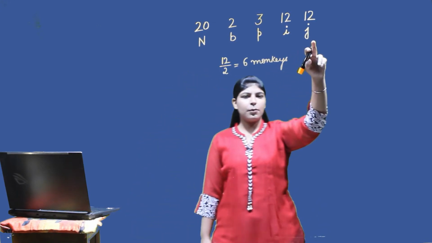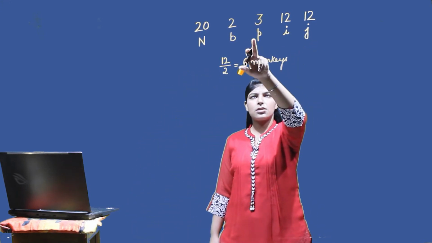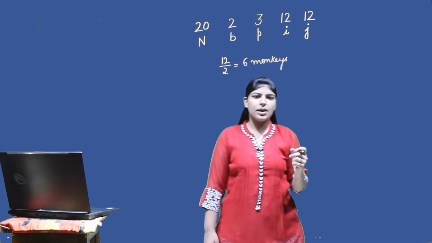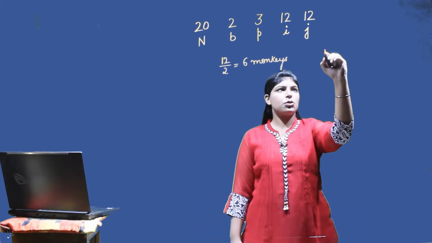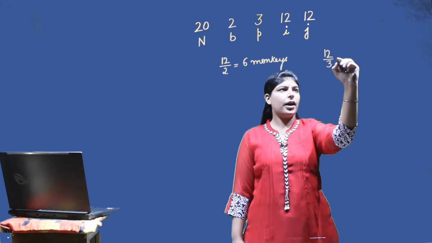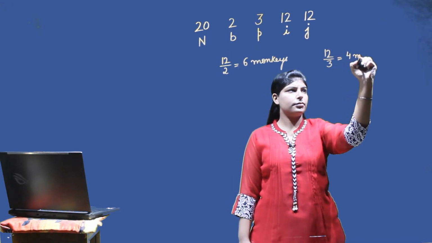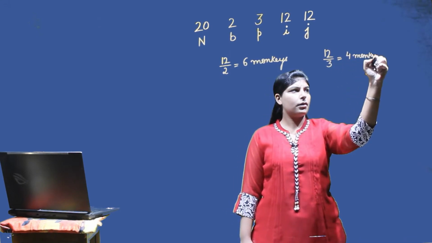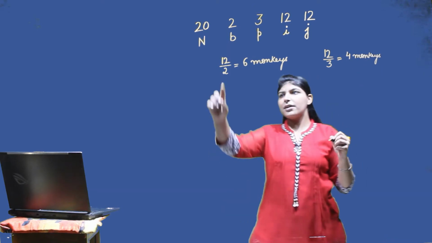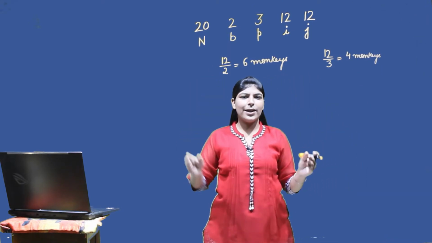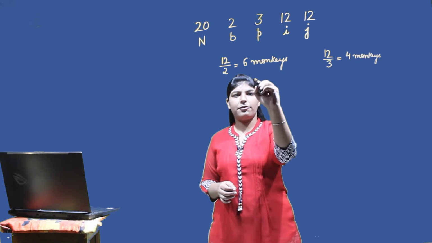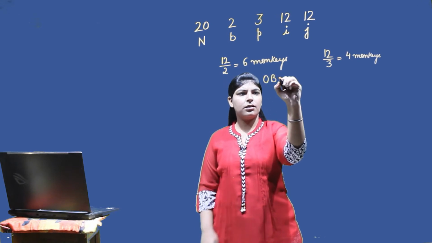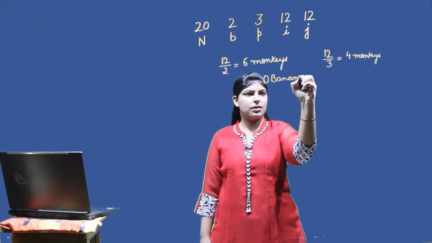Next I have 12 peanuts. Each monkey eats 3 peanuts. So how many monkeys can eat peanuts? 4 monkeys. So 12 by 3, I have 4 monkeys here. Now if I divide 12 by 2, it will get divided equally. No bananas will be left. So 0 bananas are left in this case.